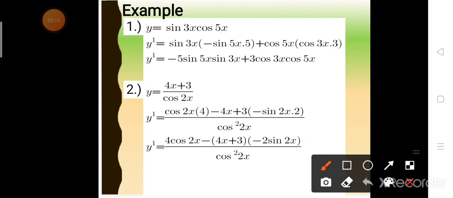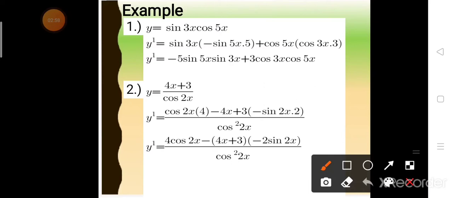So copy the a, sine 3x, times the derivative of b, the b prime, which is the derivative of cosine 5x. The derivative of cosine 5x is negative sine 5x, and by using our chain rule, we have times 5. So plus cosine 5x, and also the derivative of a, we have cosine 3x times 3.